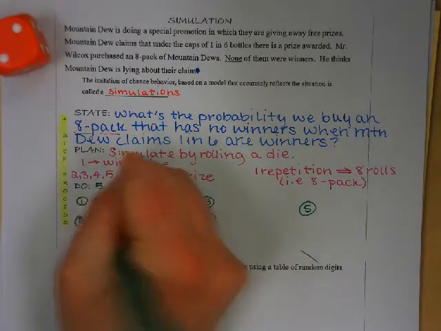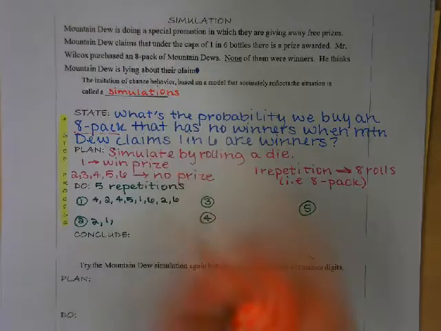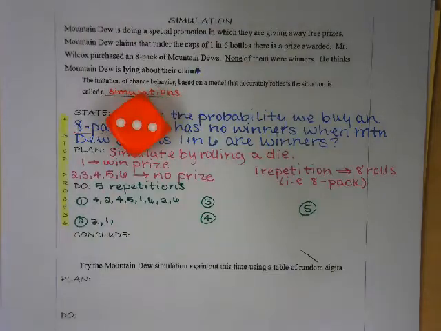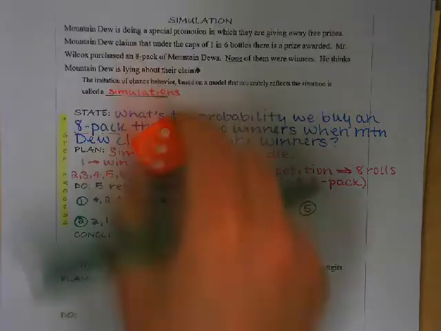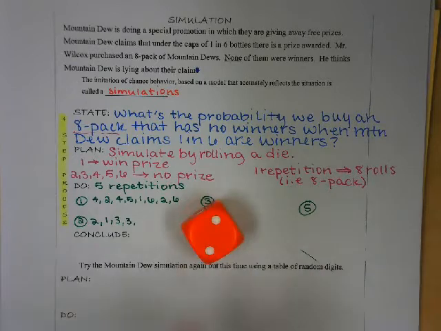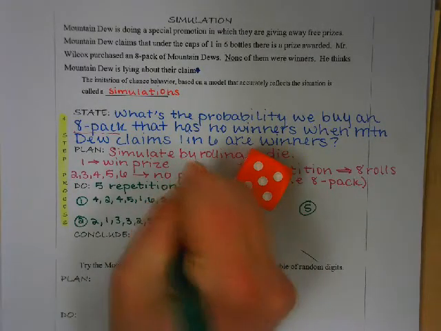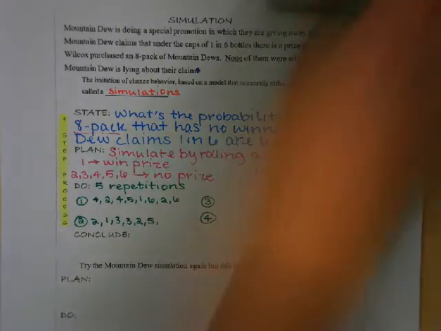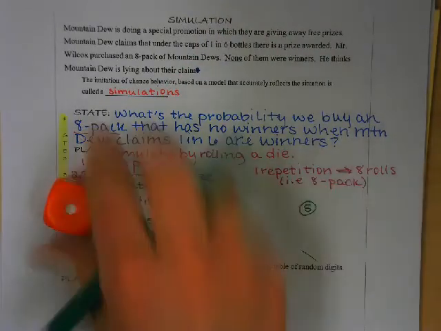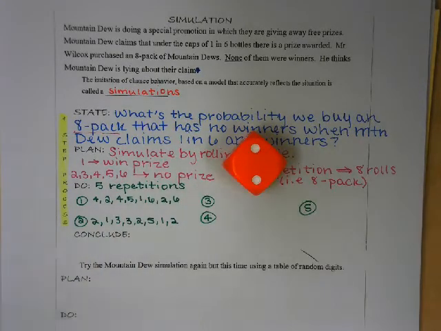Repetition 2, got a 2, a 1, got a 3, I got another 3, 2, 5, 1, that's 1, 2, 3, 4, 5, 6, 7, and last one's a 2. So that's repetition 2.